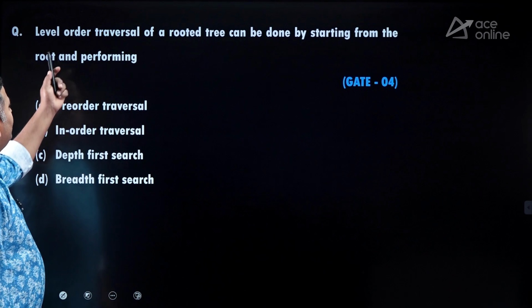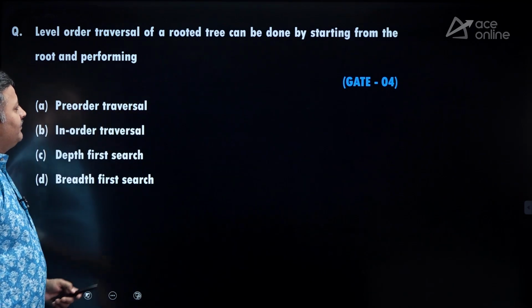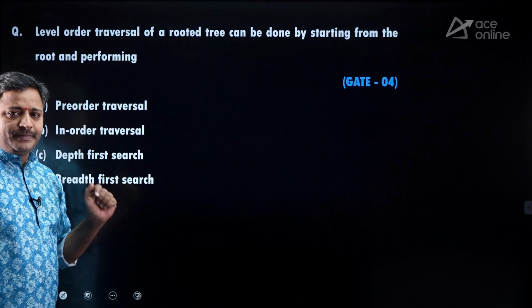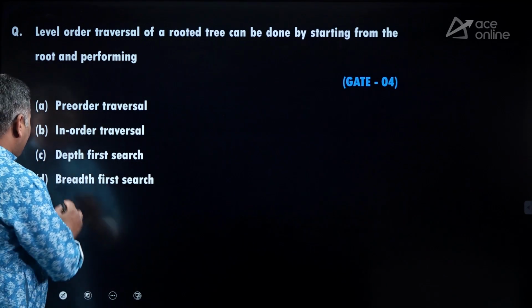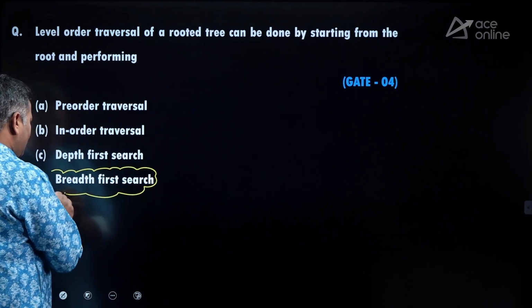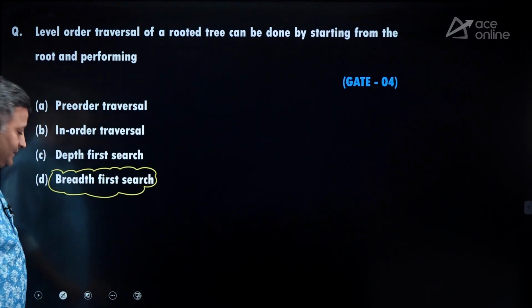The same question, level order traversal of a rooted tree can be done by using root and performing. Actually, level order traversal is nothing but BFS, breadth first search. So breadth first search we are calling level by level, that is called level order traversal, that we will discuss in graphs.